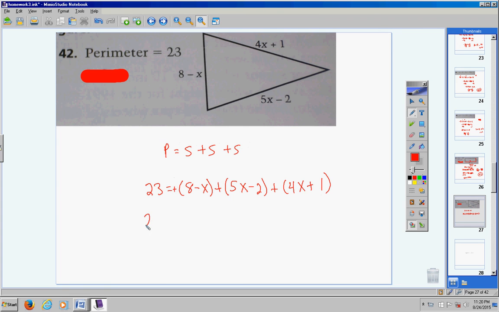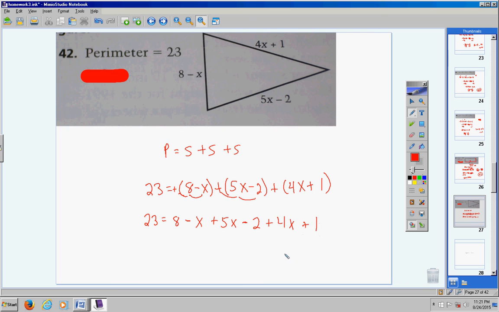So I'm going to simplify. I'm going to take a positive sign and multiply it through. A positive times a positive is positive. Positive times a negative is negative. Now I'll take this positive sign and multiply it through. Positive times a positive is positive. And positive times a negative is negative. Take this positive sign here and multiply it through. You'll get a positive 4x and a positive 1.